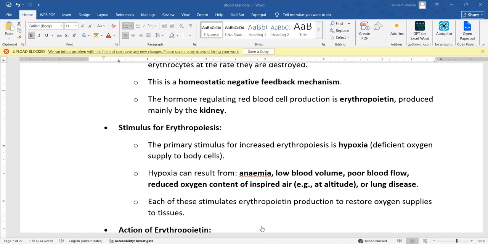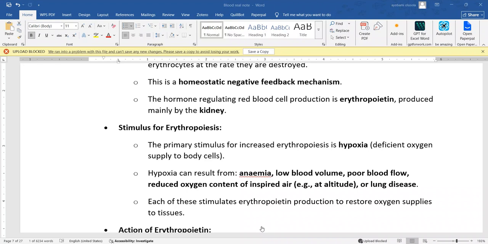What are the things that stimulate the production of red blood cells? Erythropoiesis. One is hypoxia. When your body perceives that it is deficient of oxygen, it stimulates the process of erythropoiesis. What are some of the things that can cause hypoxia? We have anemia, low blood volume, and reduced oxygen content of inspired air, maybe if you are at high altitude, for people that climb the mountain.